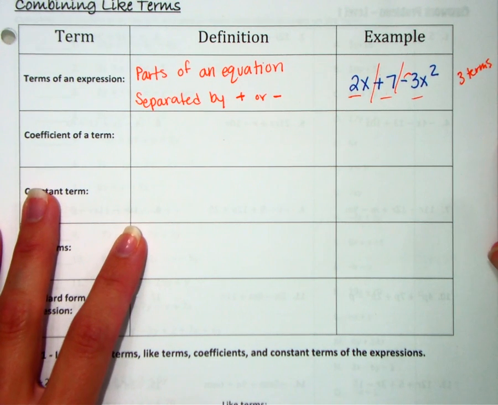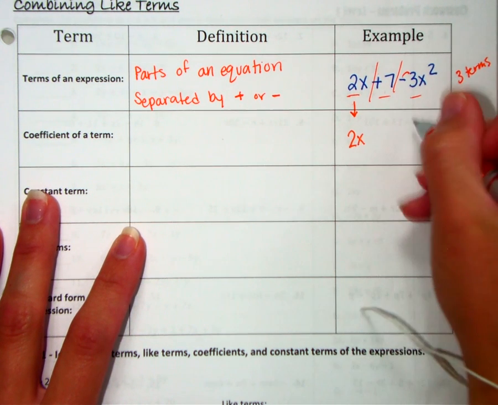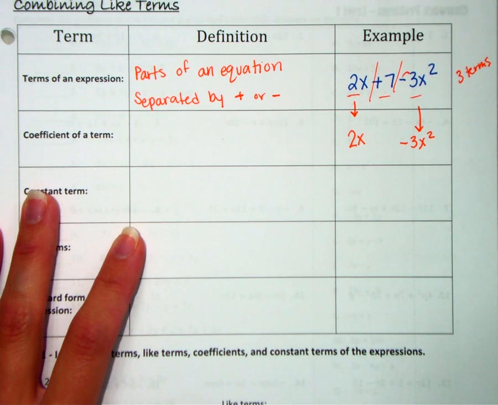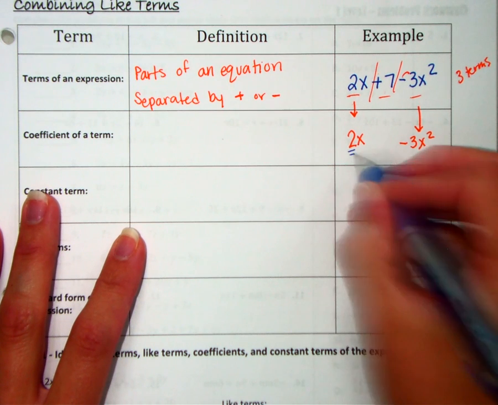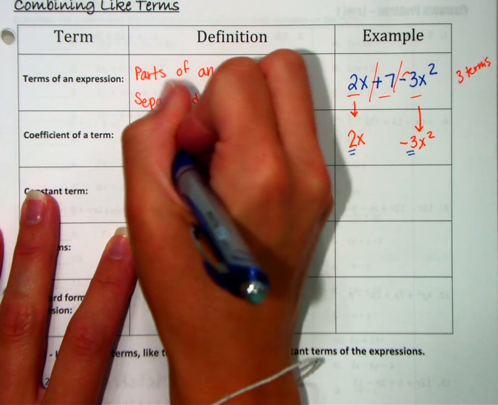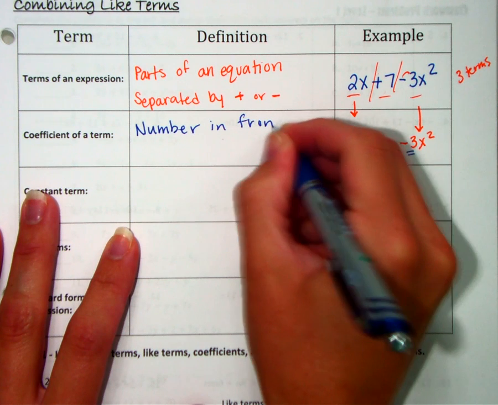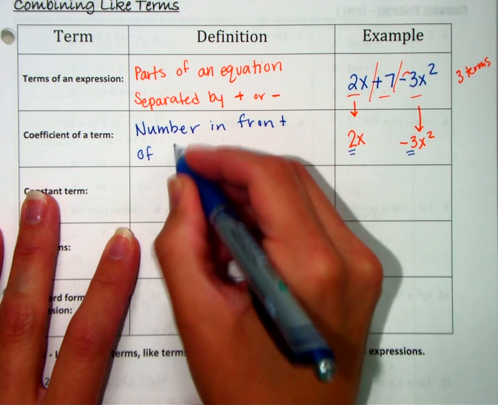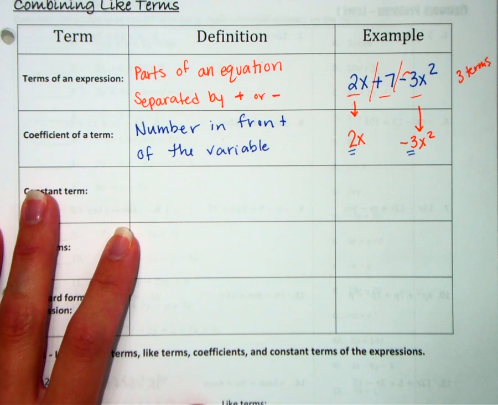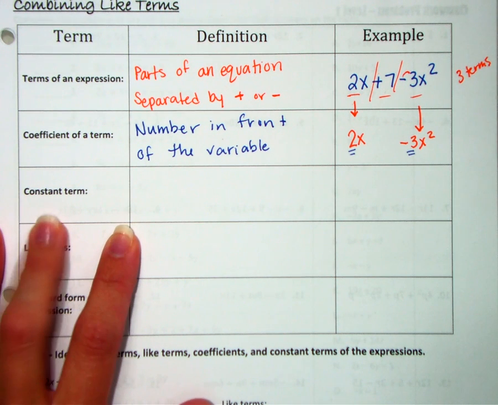Coefficient of a term. So let's talk about the two terms that have coefficients. So this one has a coefficient, and this one has a coefficient. The coefficient is going to be the number in front of the variable. And remember, if I'm going too fast at any time, just pause the video and you can rewind. Okay, let's talk about the other term.